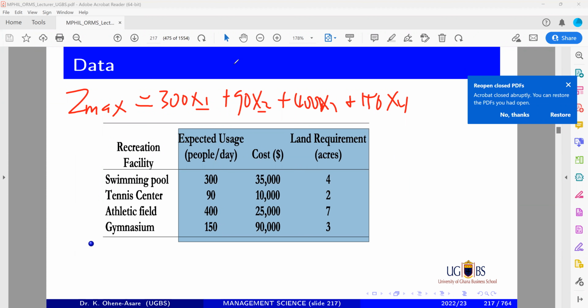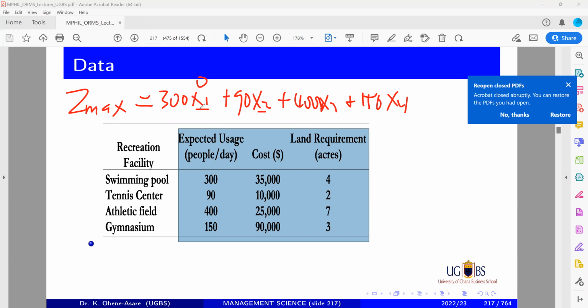Because you said let S1 be the construction of swimming pool. You're not looking at the number. Either you construct it or you don't construct it. That's why I said if you construct it, then it's 1. If you don't construct it, then 0. Perfect. Job done. So if X1 is 0, it means that we are not constructing it, and so the 300 is irrelevant.